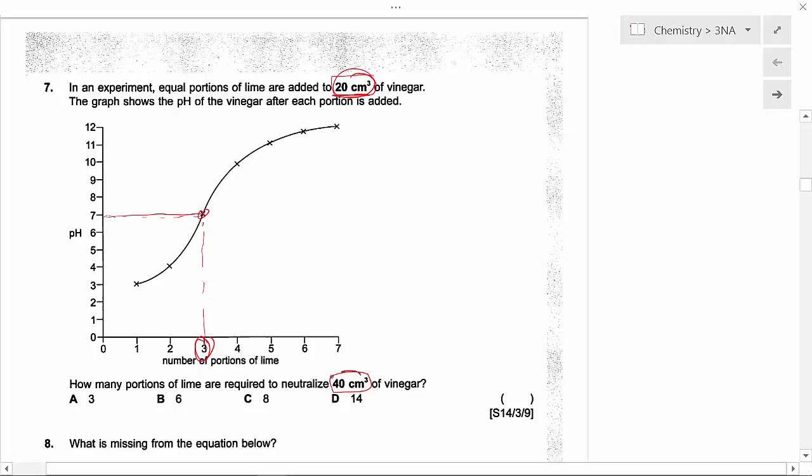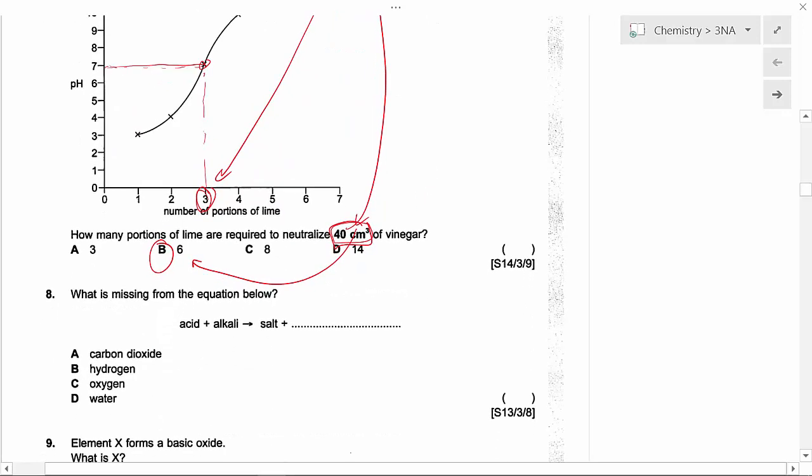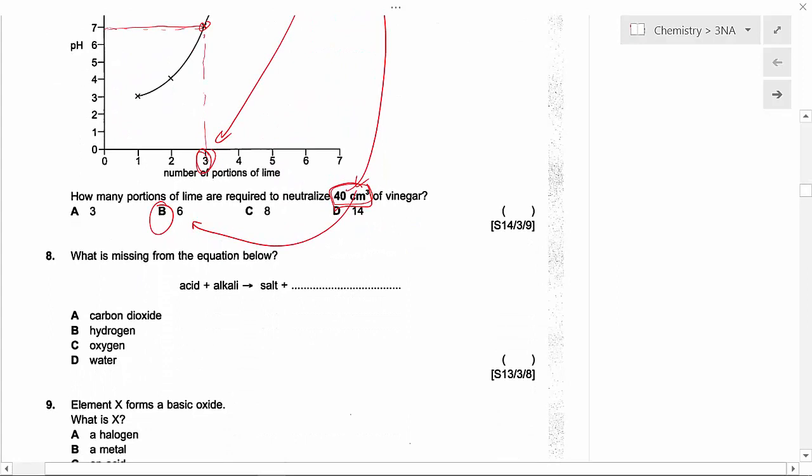And if it's 40 cm³, this is a trick question, it is not the same value. So how many portions do you need? Of course you need 6, times 2. 20 requires 3, 40 requires 6. Acid plus alkali, or base, you produce the same thing, salt and water only, and this is called neutralization.